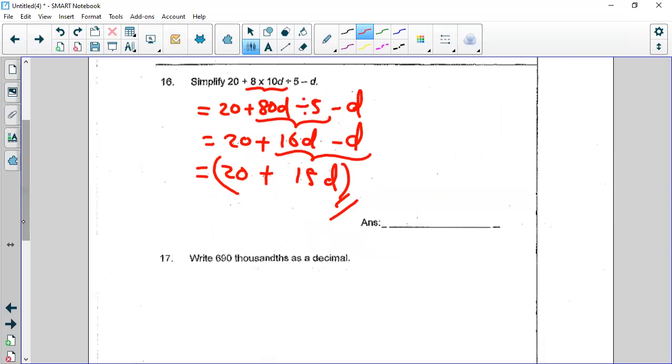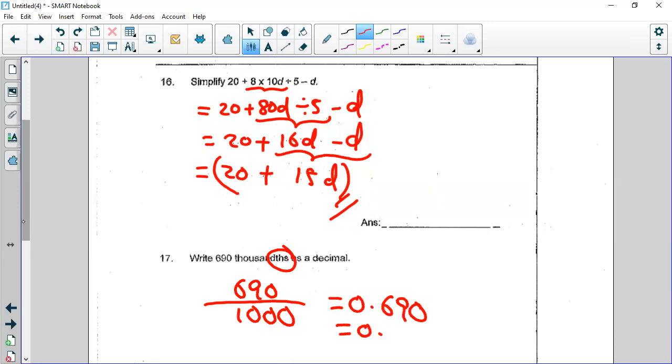Okay, let's go to question 17. 690,000. There is a TH. So you know that your answer has to be a decimal, right? And you can write as a fraction. That is how you write as a fraction. And then when you change it to a decimal, 0.690. Now if you write 0.69, also can. If you write 0.690, I think also can, should be okay. So you have two possible answers.